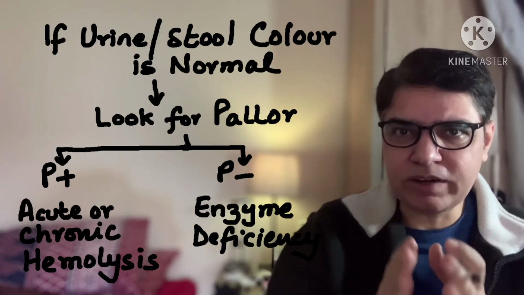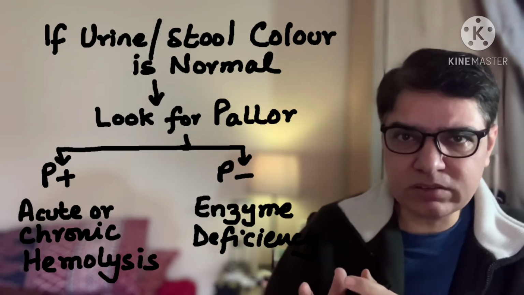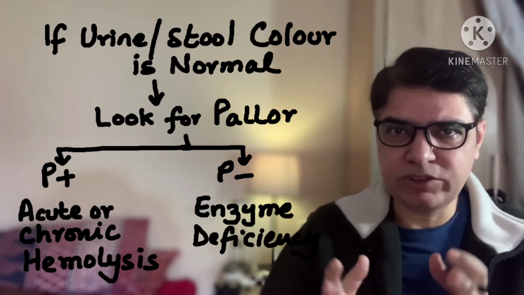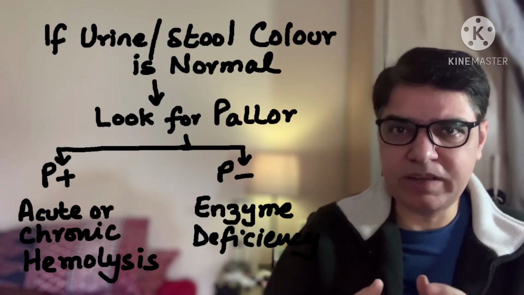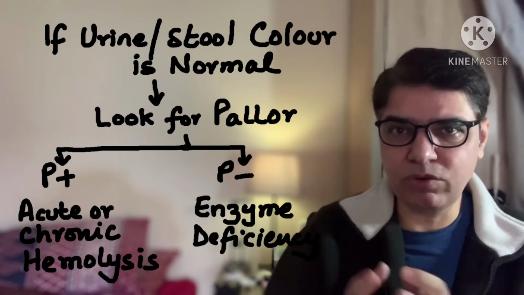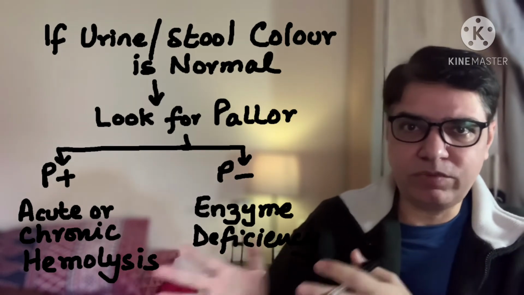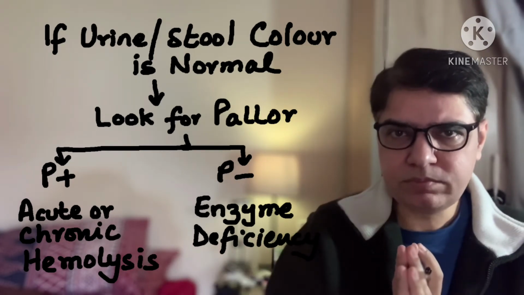Then you can dissect whether it's an acute hemolysis or a chronic hemolysis. Your physical examination helps here: if a child has hepatosplenomegaly, that simply means that the hemolytic process has been going on for a long period of time, and you can narrow down your differentials based on this approach.